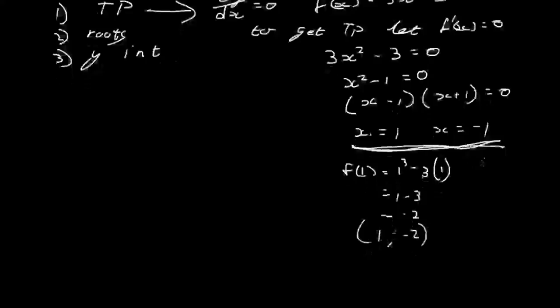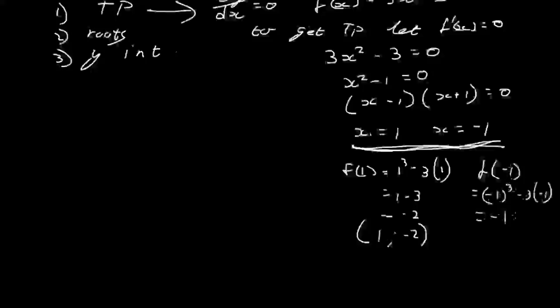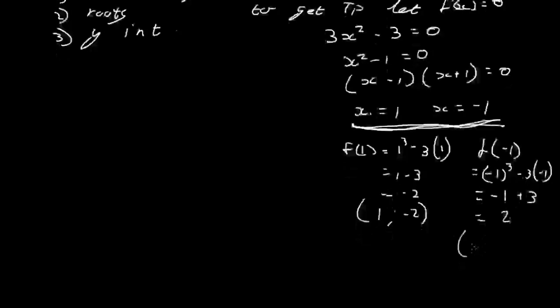And for our other turning point ordered pair, we're going to calculate f of minus 1 equals (minus 1) cubed minus 3 times minus 1, which is negative 1 plus 3, which is equal to 2. So our second turning point is at the point (minus 1, 2). So now we've got our two turning points, and we're very happy about that.